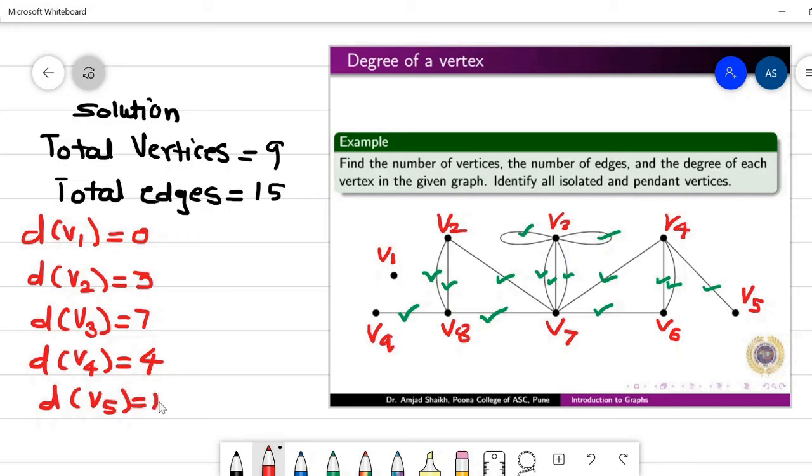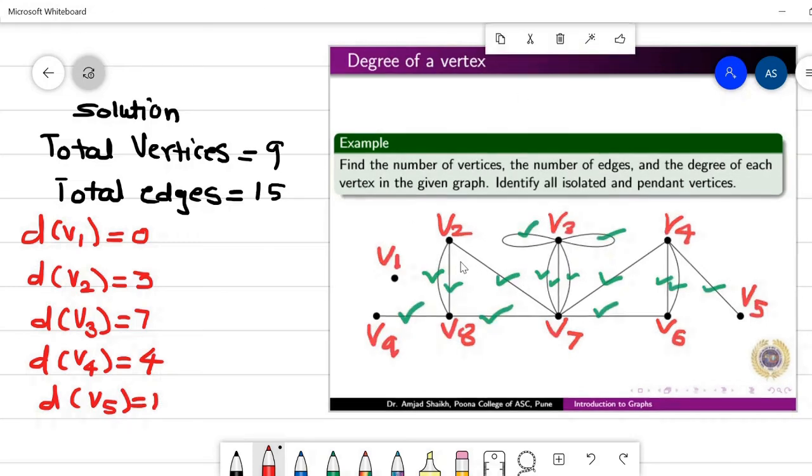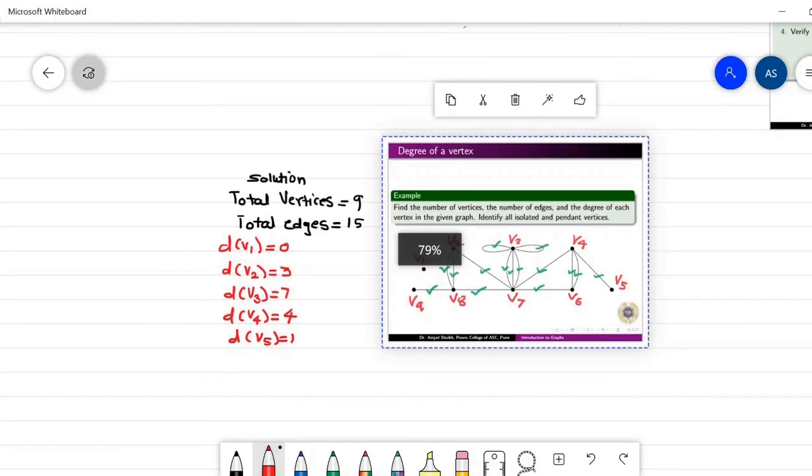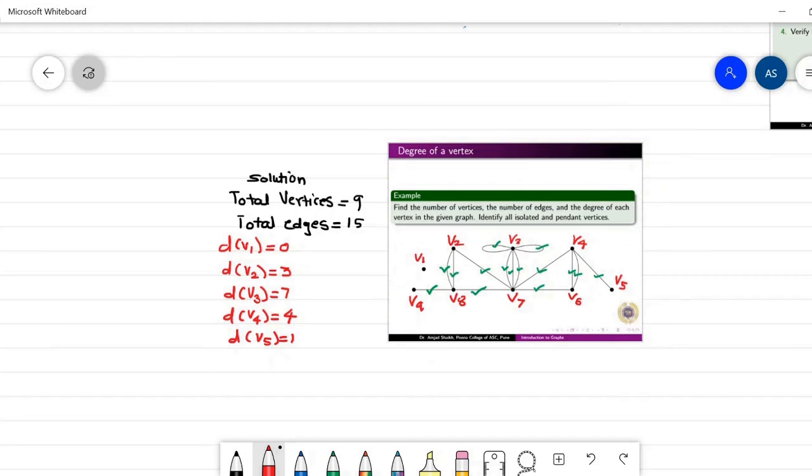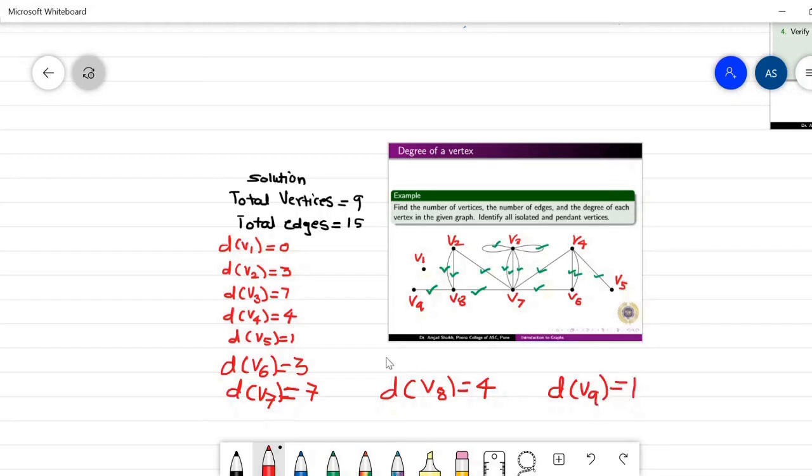as 1, then degree of V6 is equal to 3, degree of V7 is equal to 7, then degree of V8 is 4 and degree of V9 is equal to 1. So in this way we can write the degree of each and every vertex.